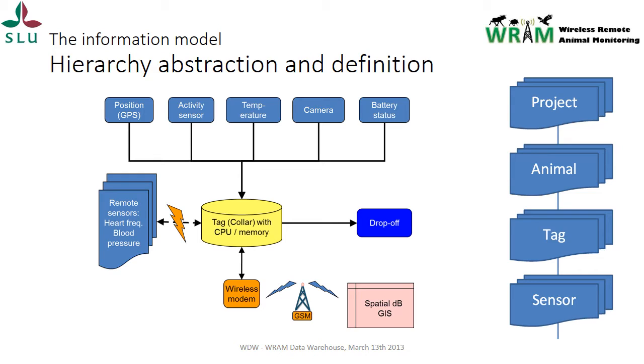The information model's basic hierarchy is an abstraction of a typical project. Projects containing animals wearing tags which may have multiple sensors. The project, animal, tag, sensor relationship is central to the design. WRAM 2 will be suitable for all remote animal monitoring projects which match this pattern.